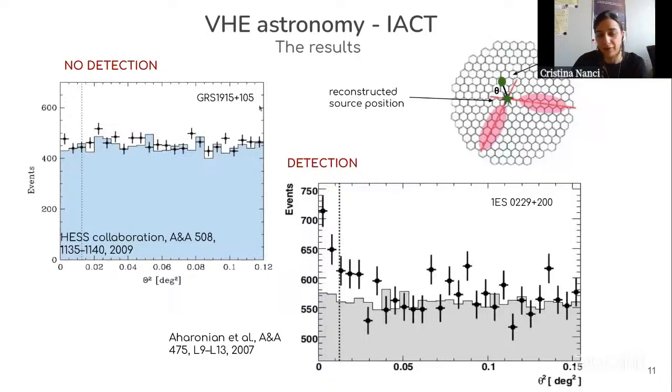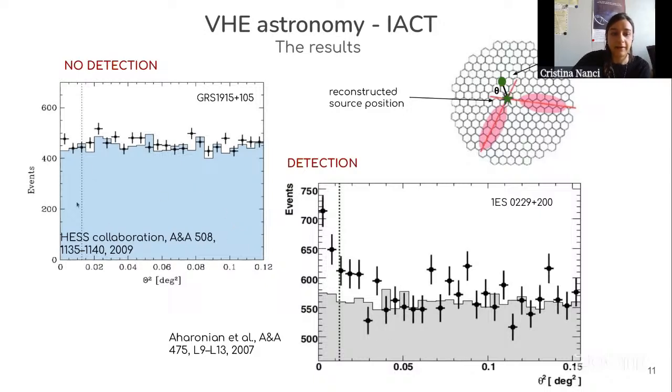Something that is also important for very high energy observations are the theta square plots. That is something that you usually find in very high energy papers, mainly when they claim a new detection, you will find something like this. In the theta square plot, we put the number of events, both the signal represented by these black crosses, and the background represented by these colored areas.